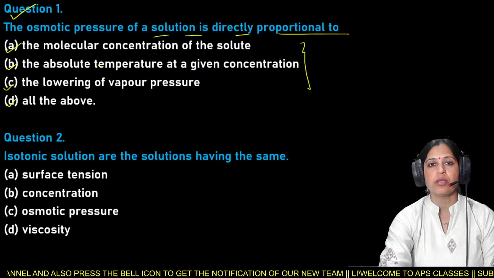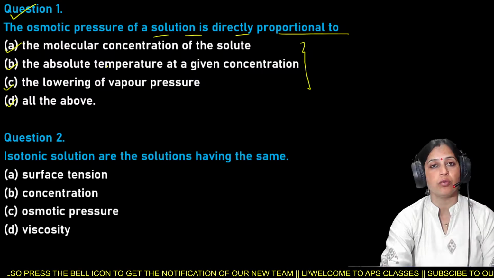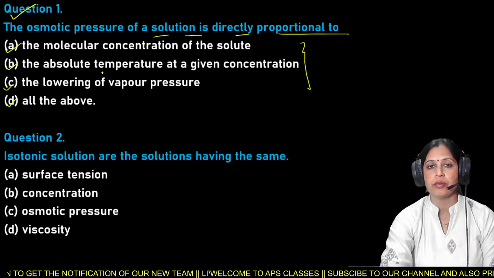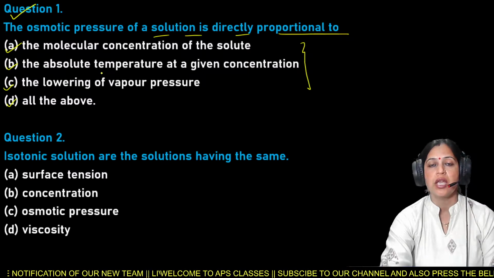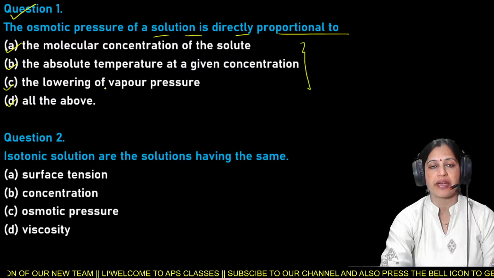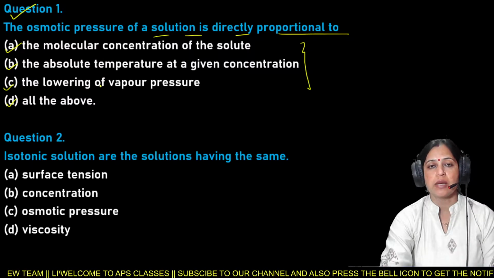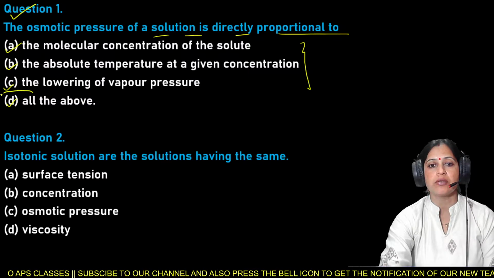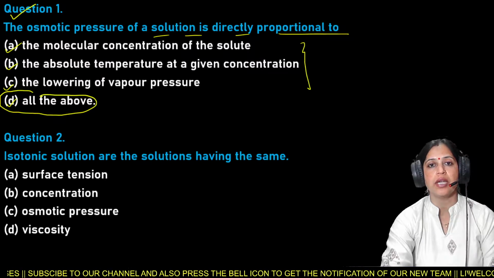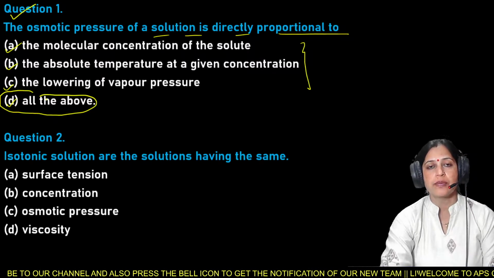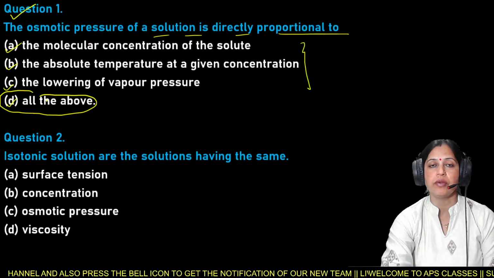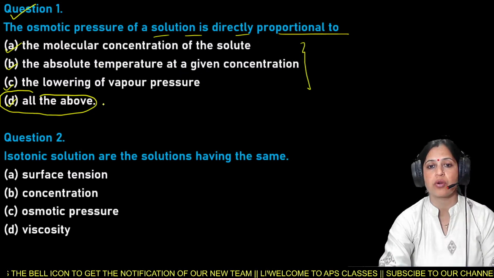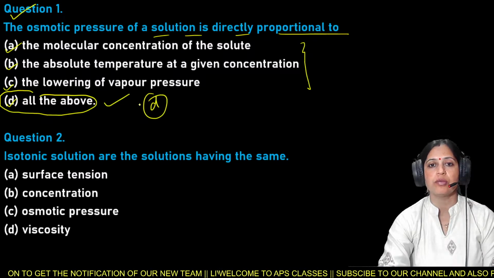The osmotic pressure of a solution is directly proportional to the molar concentration of the solute, the absolute temperature at a given concentration, and the lowering of the vapor pressure. That means it is directly proportional to all of these factors. So option D, all of the above, is the right answer for question number 1.